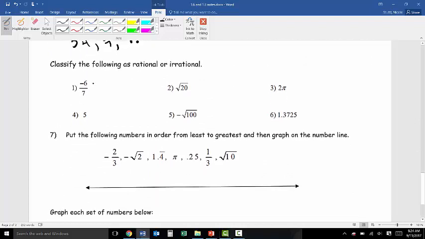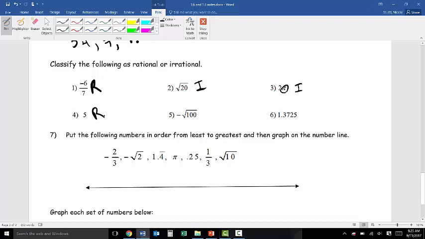So number 1 is a fraction, so it's automatically rational. Number 2, 20 is not going to work out to a perfect square, so that is definitely irrational. Number 3, I don't even care about this 2. I see pi, and that right away makes it irrational.